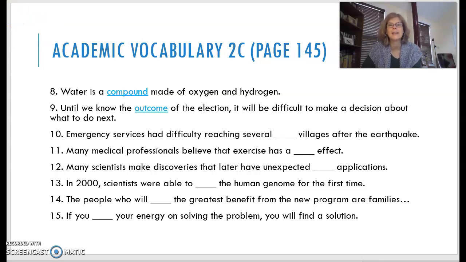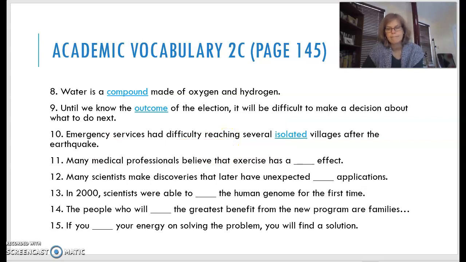Number 10, let's take a look at this. What part of speech do I need? Talking about reaching several blank villages. So I need something to describe the word villages, or small towns. I need an adjective, right? A descriptor. And which adjective would you use to talk about villages that are difficult to reach? I used isolated. Isolated villages, meaning they're difficult to reach. They're remote.